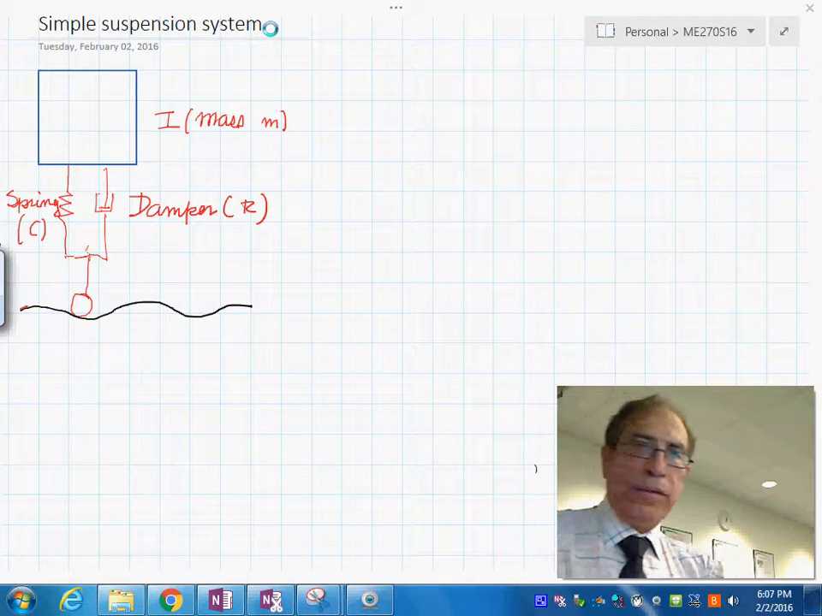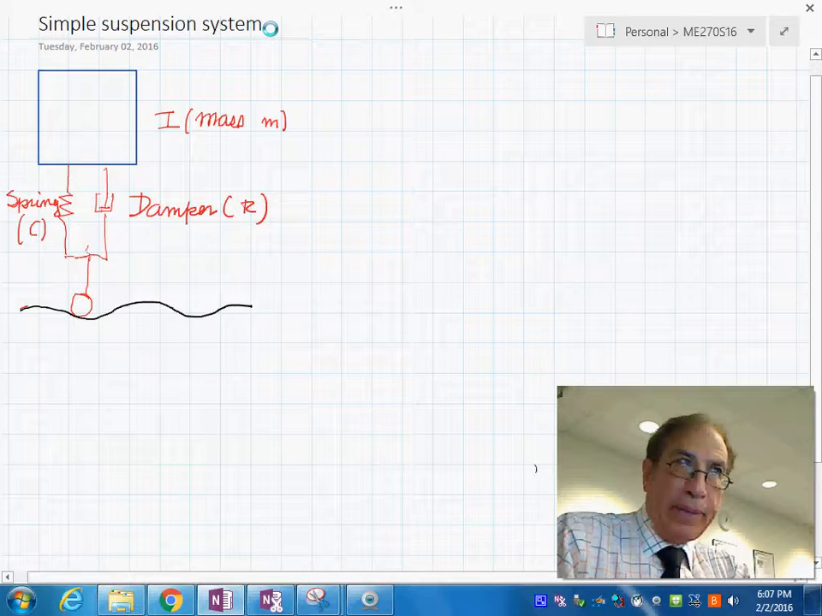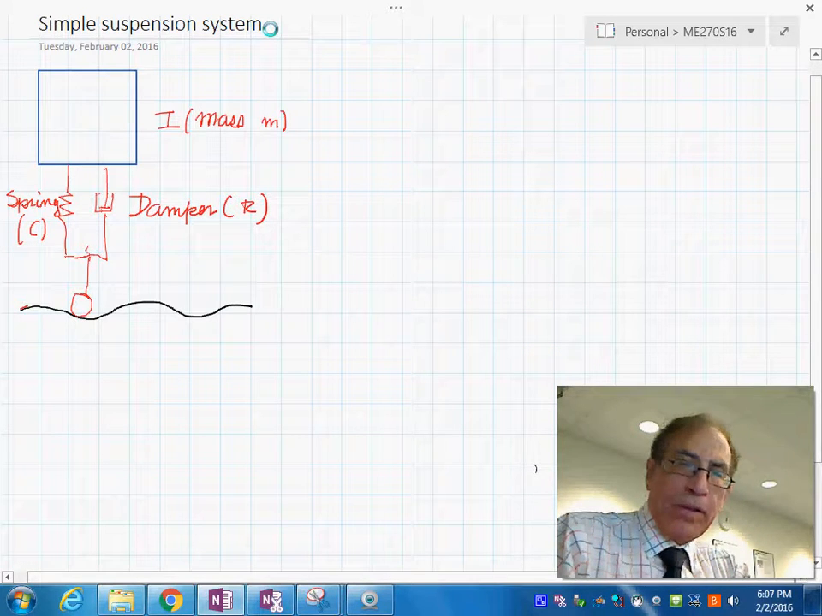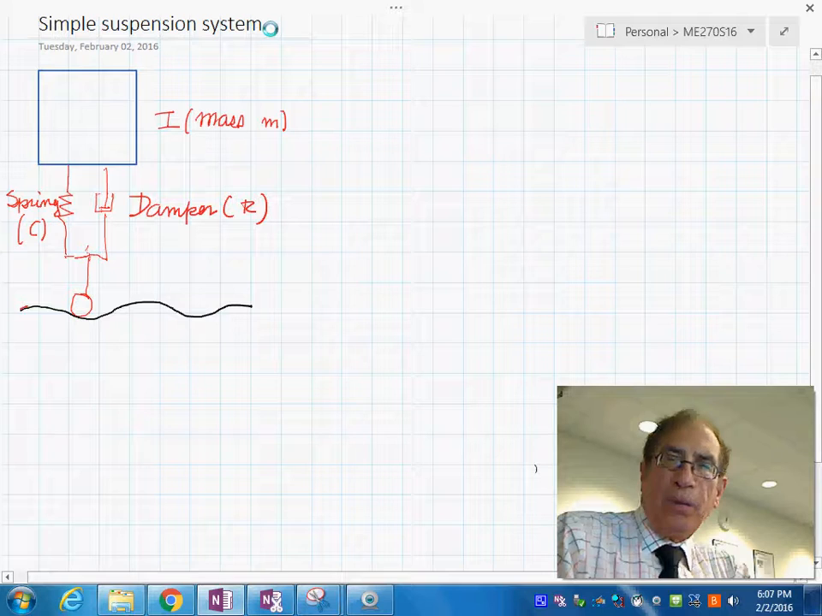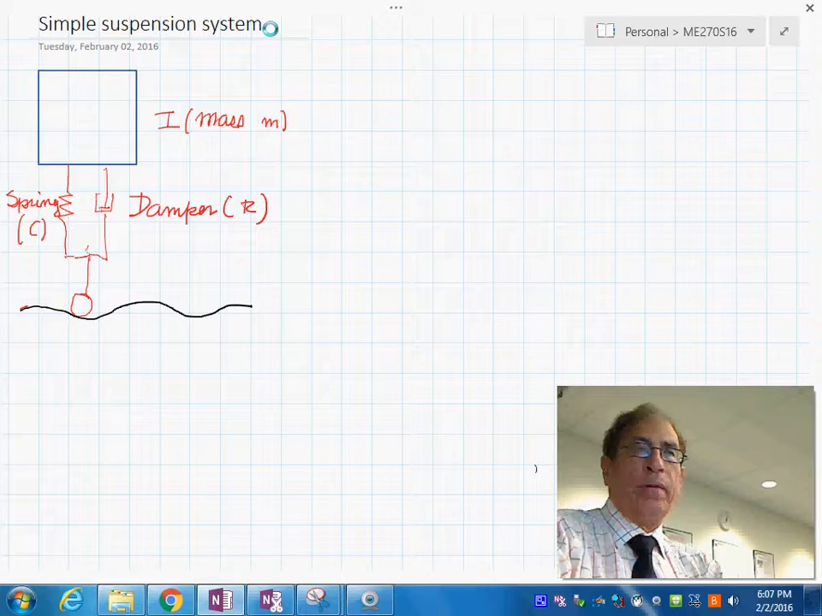Today we're going to see how we work with the simple suspension system to generate the model either using block diagrams or using the bond graph modeling technique.